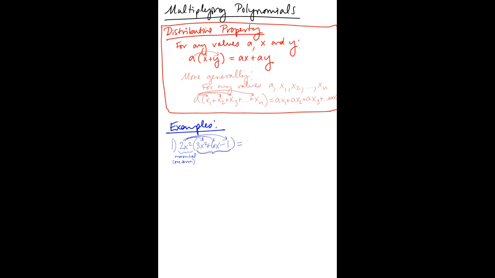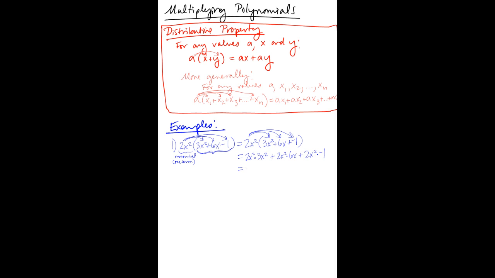Let's first rewrite everything as addition. So the minus 1 becomes plus a negative 1. And then once we've done that, the distributive property works. We can just multiply this coefficient on the outside times each term on the inside of the parentheses. So I get 2x squared times 3x squared plus 2x squared times 6x plus 2x squared times negative 1.